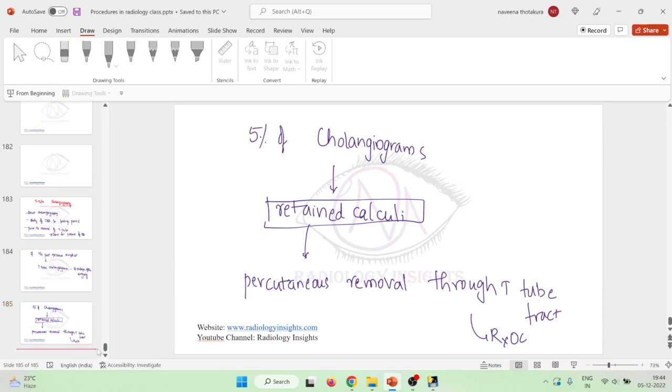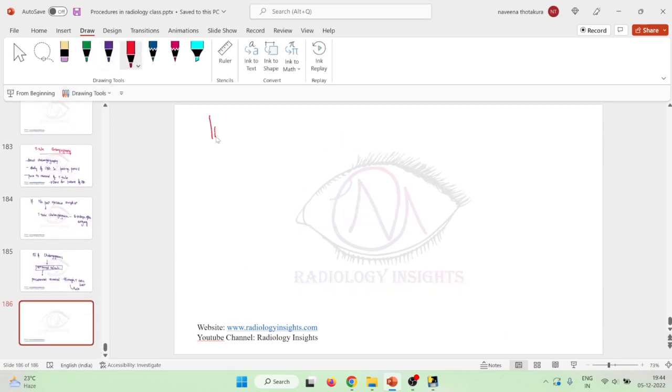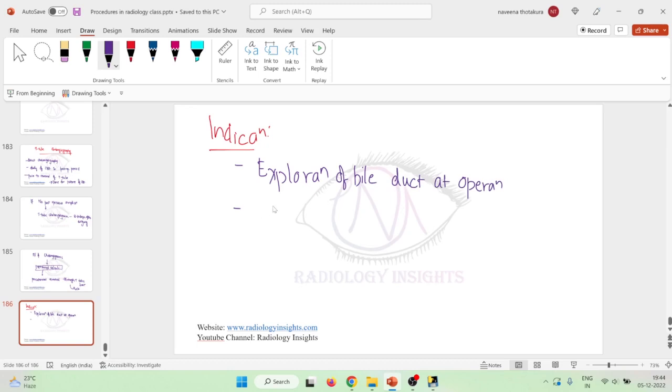Then, what are the indications? When do you do this T-tube cholangiogram? Number one, it is done whenever there is exploration of the bile duct. Due to any reason, if you explore the bile duct at operation, to make sure that the bile duct is patent, we do this T-tube cholangiogram.